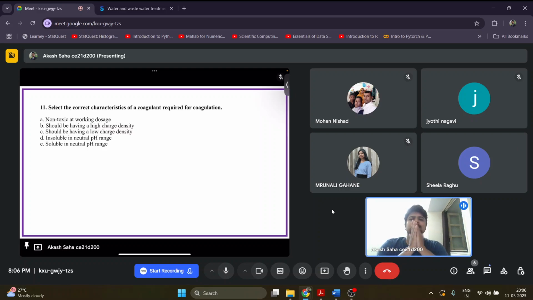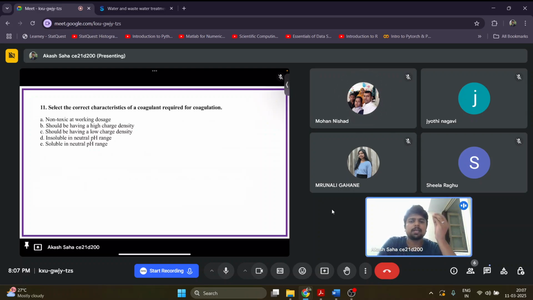So the first point of discussion is whether it should have high charge density or low charge density. Definitely a coagulant should have a high charge density. So that is very much clear. And then should it be soluble or insoluble? So what do you think? If it is soluble, will it be able to precipitate? It should definitely be insoluble.